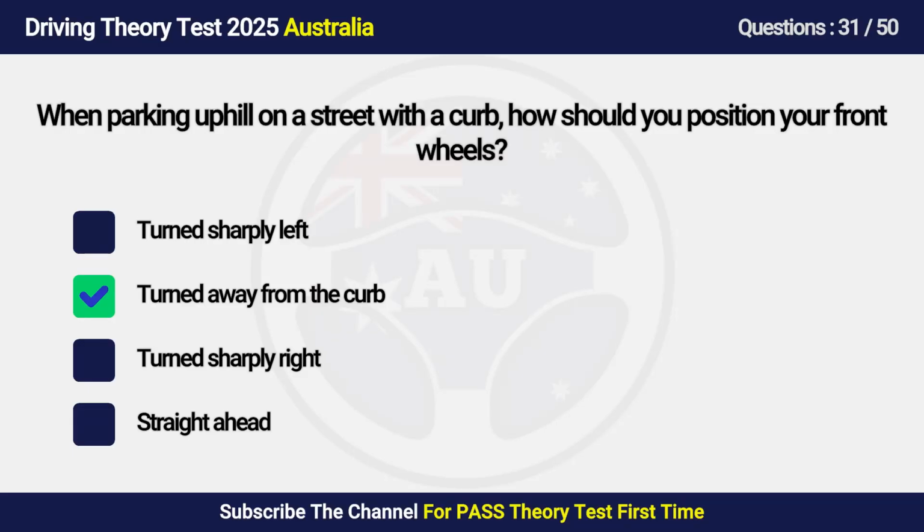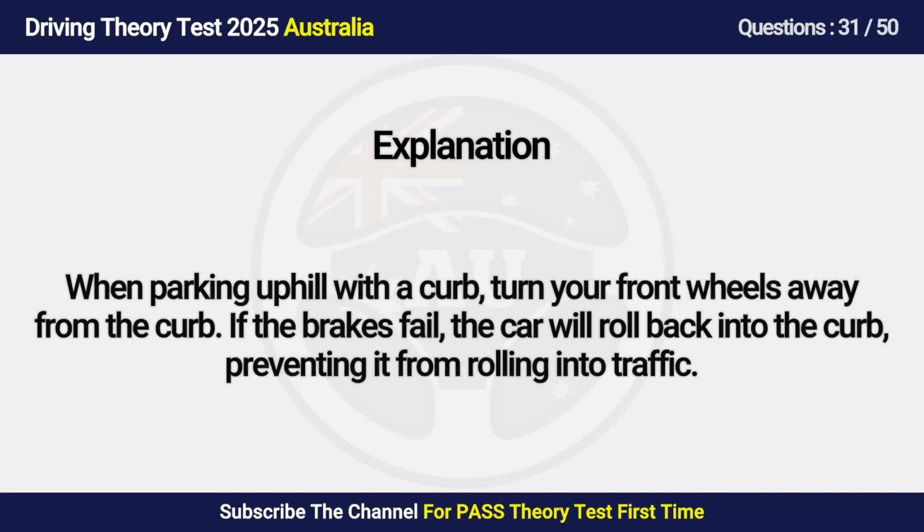Answer is B, turned away from the curb. When parking uphill with a curb, turn your front wheels away from the curb. If the brakes fail, the car will roll back into the curb, preventing it from rolling into traffic.